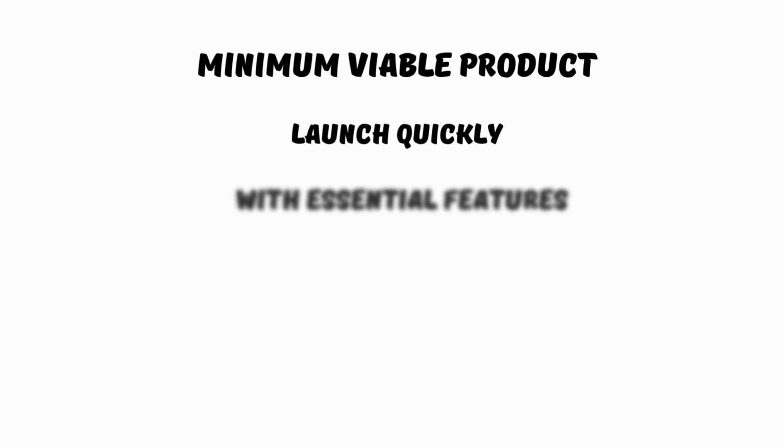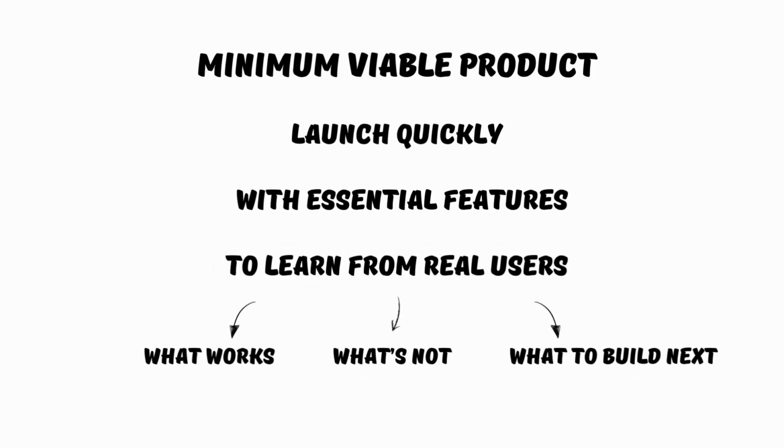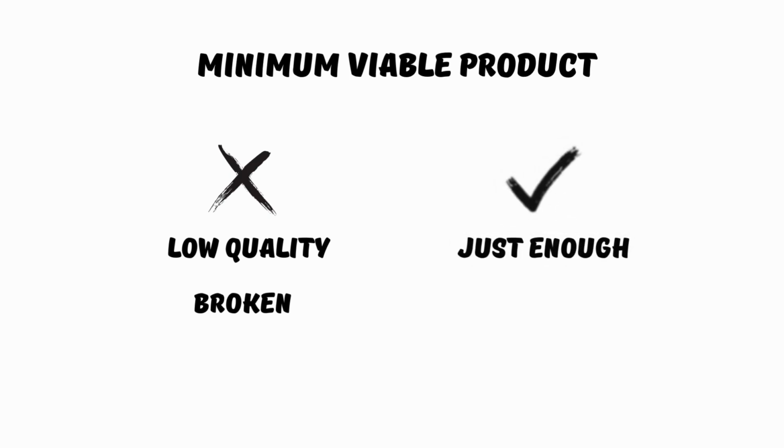MVP stands for Minimum Viable Product. The purpose of an MVP is to quickly test your product idea with the smallest set of essential features. It's about getting a working version of your product into users' hands so you can learn what works, what doesn't, and what to build next with minimal time and effort. But let's clear up a common misconception. An MVP is not a low-quality, rushed product. It's not about launching something broken or incomplete. Instead, it's about building just enough to solve the core problem and demonstrate your product's value.